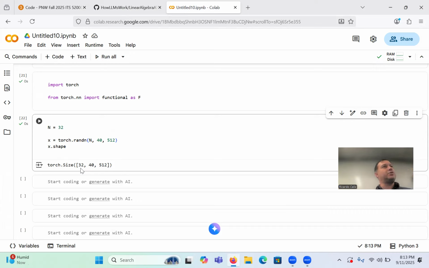So I have a batch of 32 different, unrelated sentences. Each sentence is size 40. And then I have this weird 512 in there. Do you guys see that? So what does that mean? Let's go back to the whiteboard.